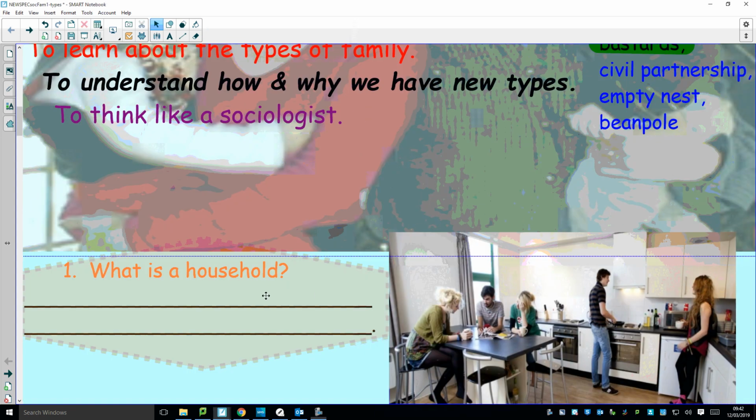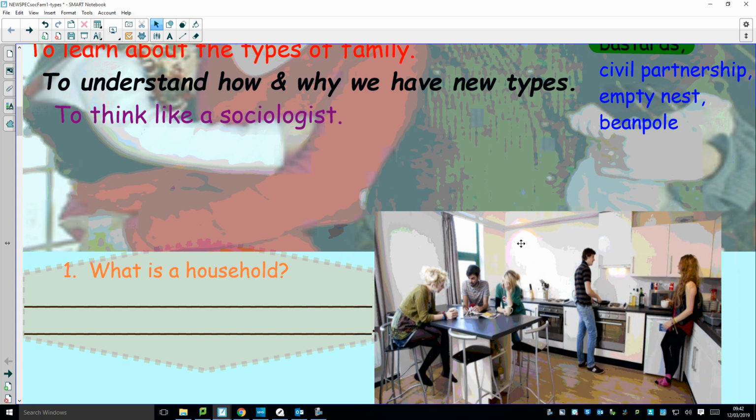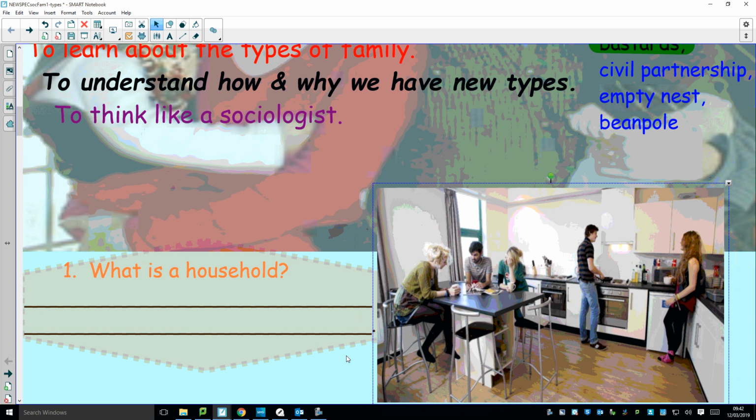So, a household is a group of people who share an address. That is usually a family, but it doesn't have to be. It can be a group of students sharing a flat. Household, same address.